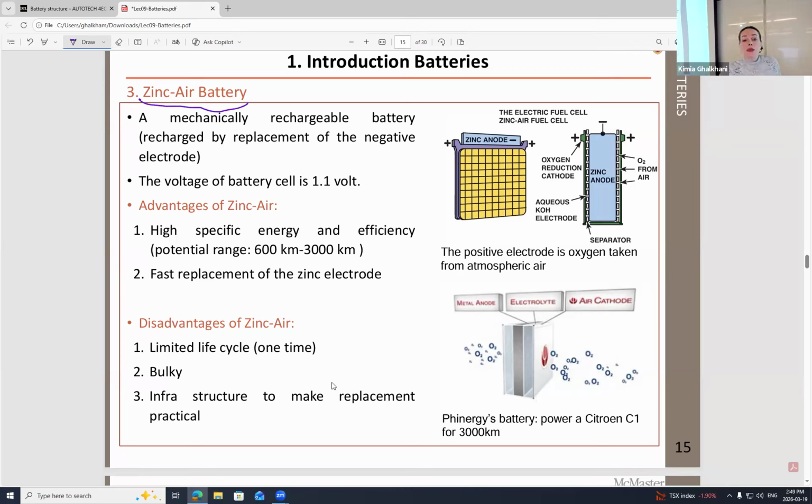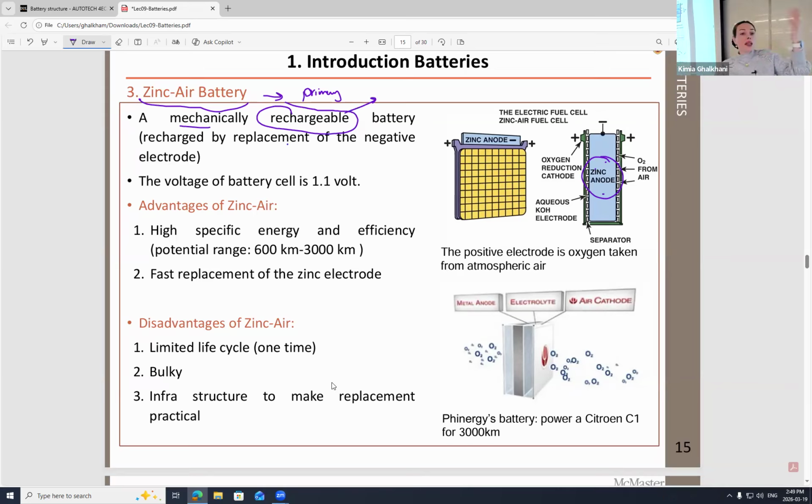Zinc air batteries by default are considered primary, not secondary. Although in here you can see they are rechargeable, they are not rechargeable through just electricity. They are rechargeable mechanically. It simply means that since one layer is air, the other layer, which is the anode or negative, is zinc. After each use, you have to change the zinc layer. So it is in fact rechangeable rather than rechargeable.